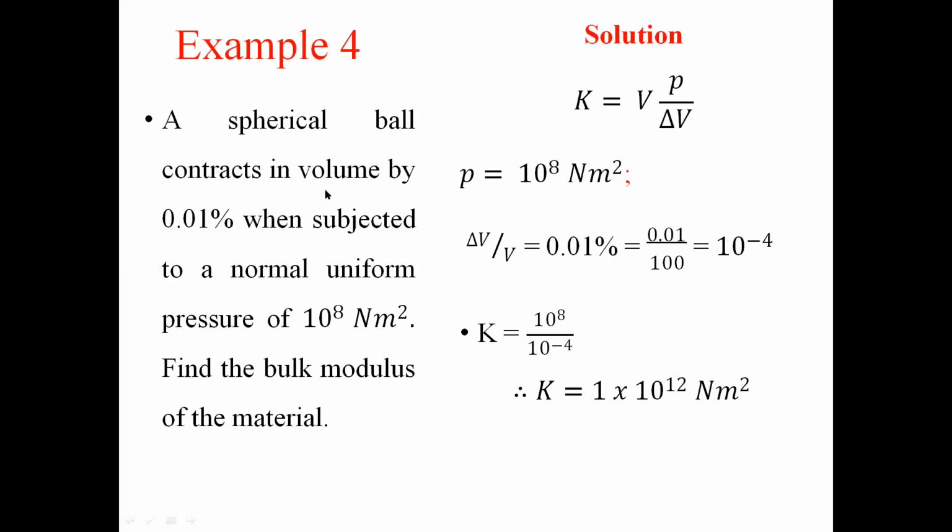Change in volume by original volume is 0.01%. This converts to 0.01 divided by 100, which is 10 to the power of minus 4. Capital K equals V into P by delta V. P is 10 to the power of 8, and delta V by V is 10 to the power of minus 4. Therefore, K equals 1 into 10 to the power of 12 Newton per meter square.